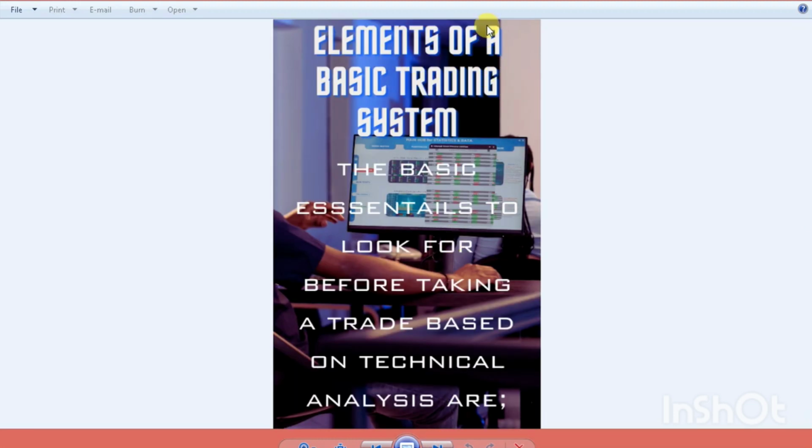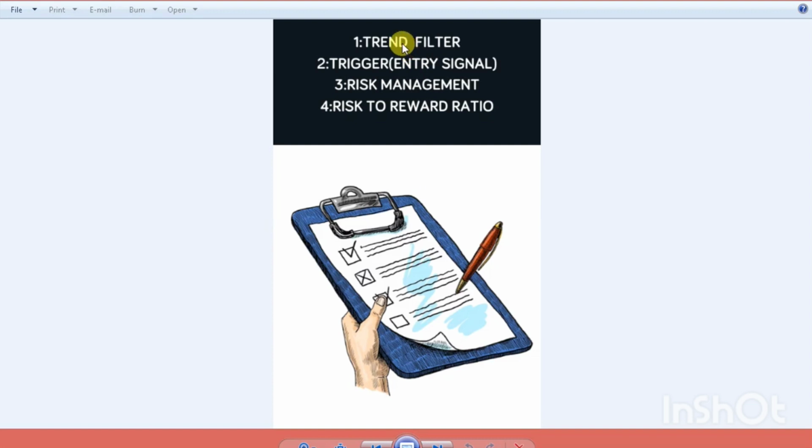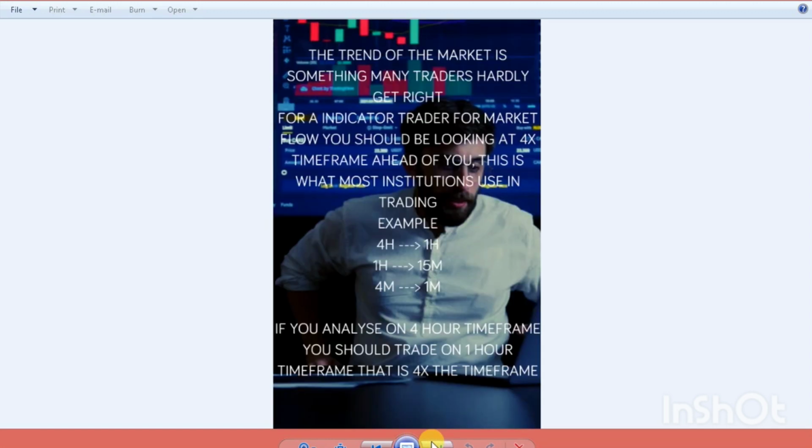Now, elements of a basic trading system. The basic essentials to look for before taking a trade in technical analysis are the trend filter, very important, the trigger, risk management, and finally the risk to reward ratio. So for the trend filter, I'm going to be showing you how the trend filter works. I'll show you how the trigger, our entry signal, works, and everything highly covered.